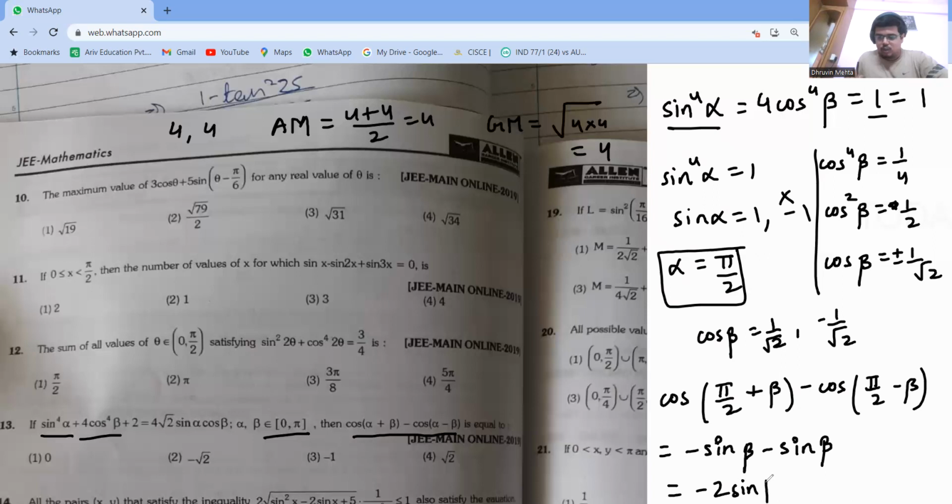Now what will be sine beta? If cos beta is plus minus 1 by root 2, what will be sine beta? It has to be 1 by root 2 because it's 45. So the answer is minus 2 upon root 2. So minus root 2 is the answer.